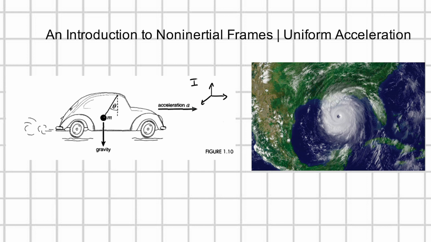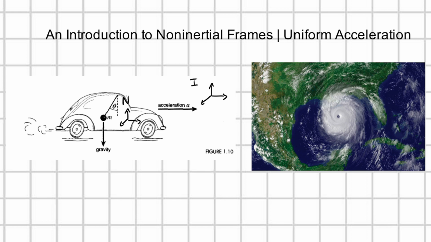Next, I'm going to change perspectives. I want to view the perspective of somebody from within the car. So instead, I'm going to put in a different, non-inertial frame. I'm going to call it N because it's a non-inertial frame of reference within the car. Its origin is locked with the car, so it accelerates to the right with the car.